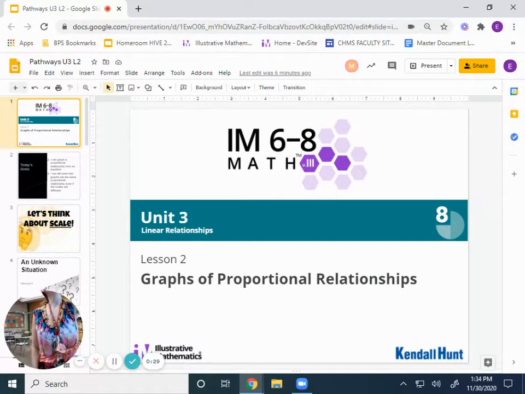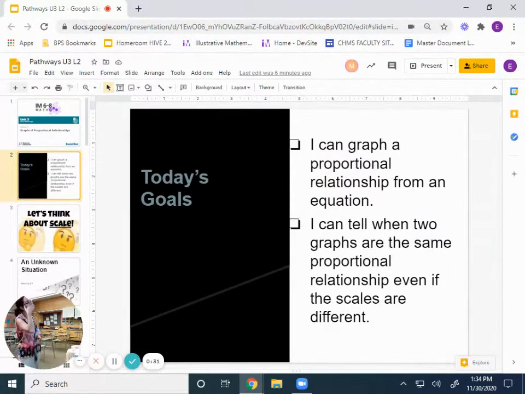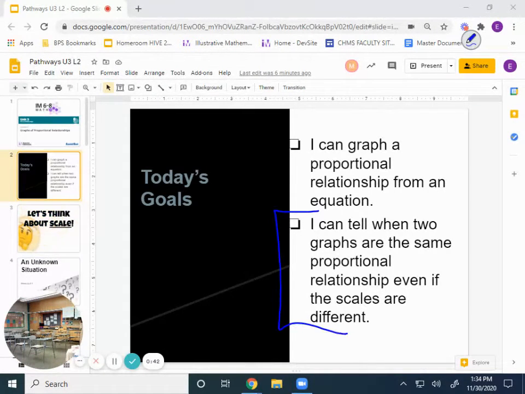Okay, so if we look at our learning targets for today, it said I can graph a proportional relationship from an equation, and I can tell when two graphs are the same proportional relationship, even if the scales are different. This is where the activity we're going to be doing in the afternoon today is going to come in. It's going to look at that second learning target: I can tell when two graphs are the same proportional relationship, even if the scales are different.